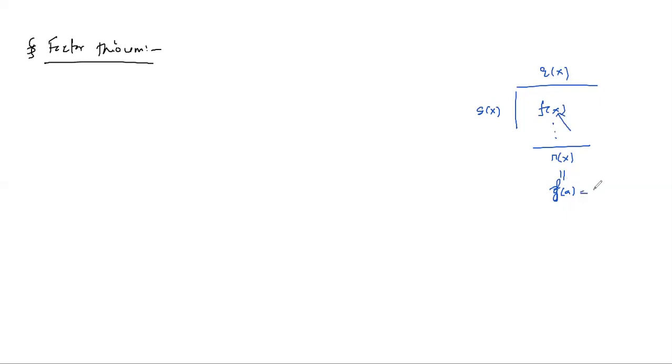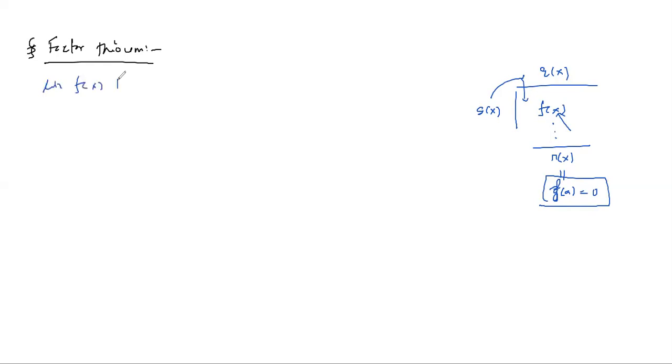Acha. When remainder will be 0, what do you say? gx is a factor of fx. So that's the actual implication, that if remainder is 0, then divisor is a factor, right? So remainder 0 means f of a must be 0. So our statement is going like this.